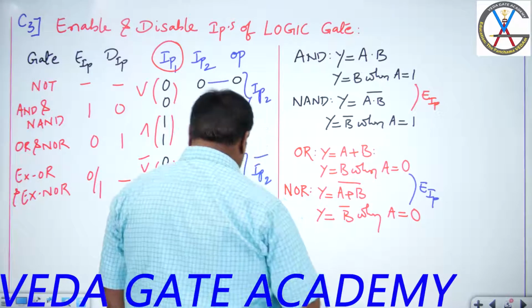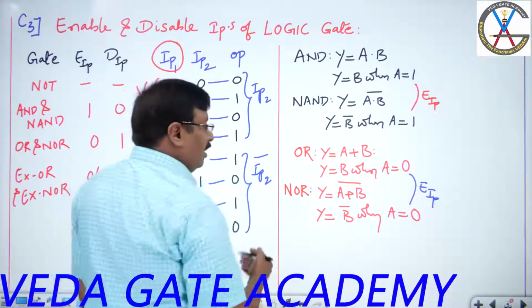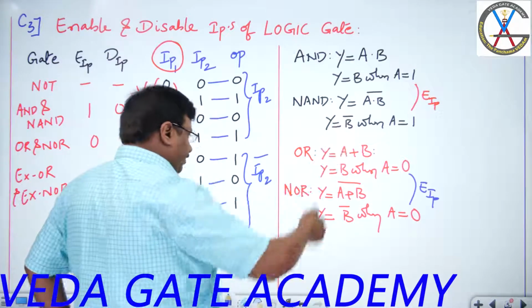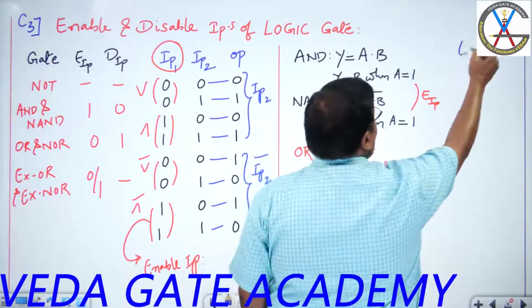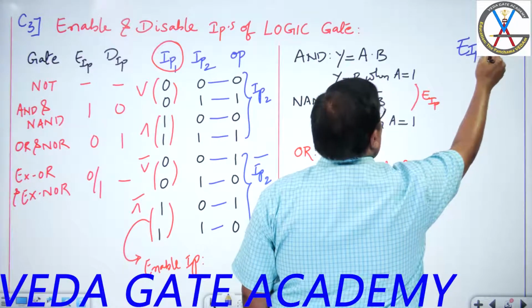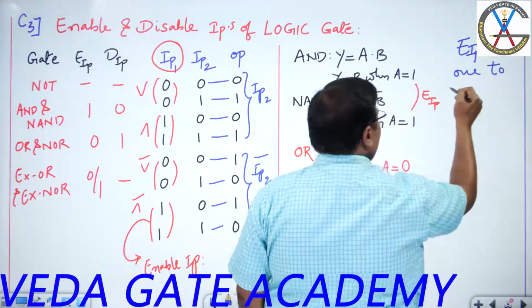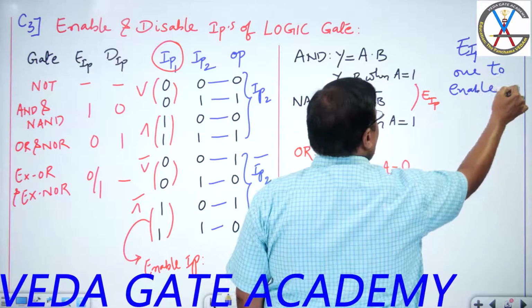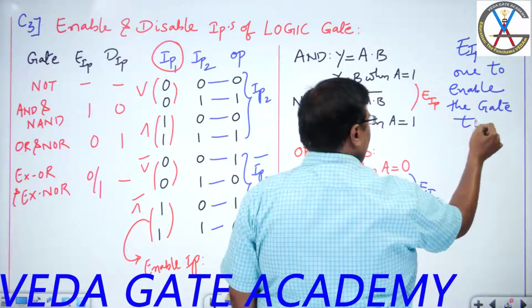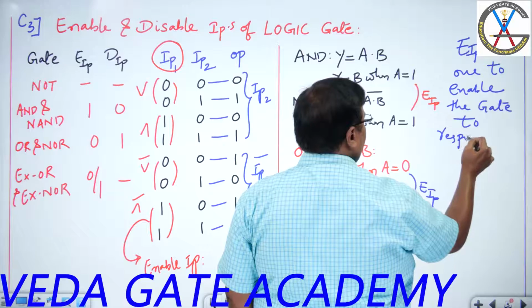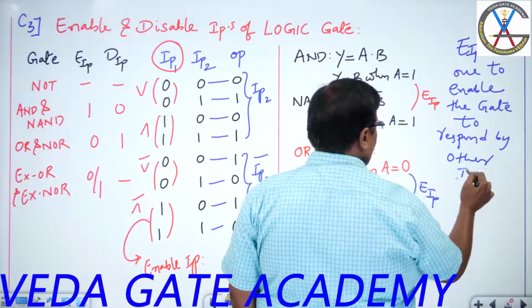And if you look into the next structure, exclusive OR, why doesn't it have enable input? Anyhow, let me define enable input overall here. Enable input definition: enable input is the one to enable the gate to respond by other inputs. I repeat, to respond by other inputs.